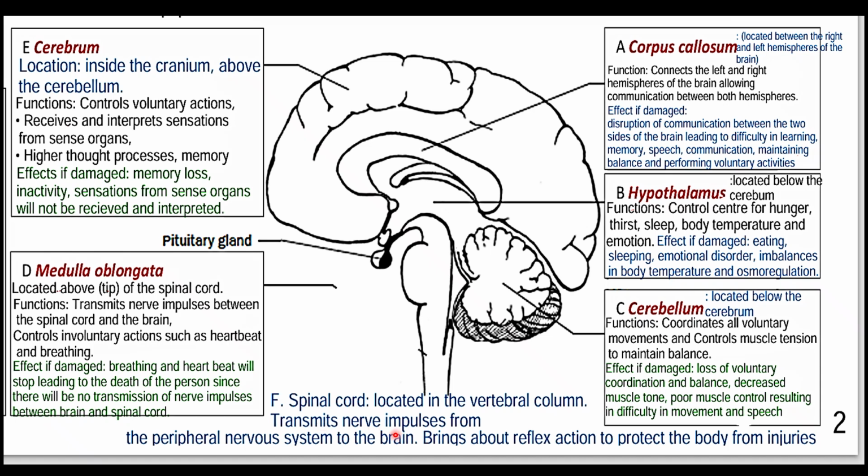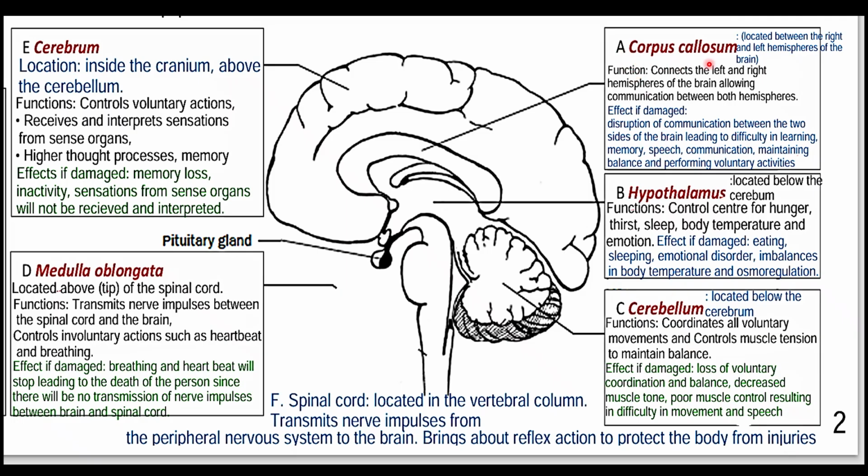So this is what you do. You take the functions and then you write the opposite of it. So here the spinal cord is supposed to transmit nerve impulses from the peripheral nervous system to the brain. So if it is damaged, it would not be able to transmit nerve impulses from the peripheral nervous system to the brain. In other words, it can lead to paralysis. It will also not be able to bring about reflex action to protect the body from injuries. That means the body will not be protected.